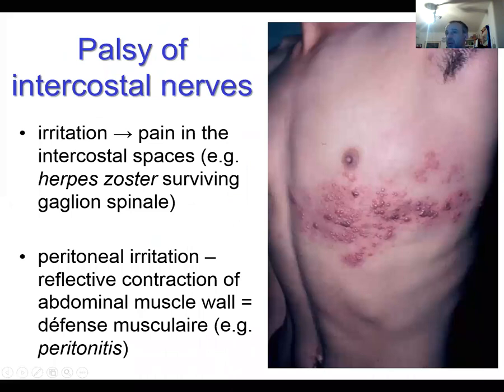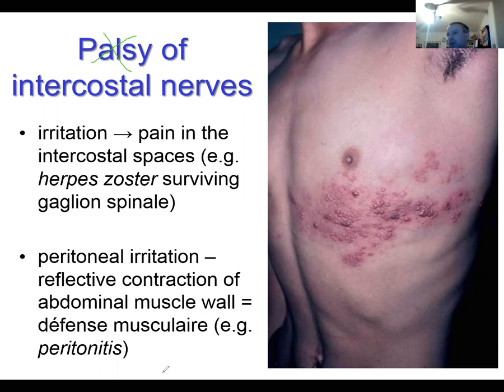And is there any palsy of the intercostal nerves? Of course, they can be harmed by injuries, but what is more important is the irritation of the nerves. So not the palsy, as it is written here, but better irritation. So the irritation can be caused by Herpes Zoster. Herpes Zoster is a virus which can survive in spinal ganglia, and when a patient is mentally or physically a bit affected, then it can be reactivated, and it forms such blisters in the extent of the intercostal nerves. It takes some 6 weeks to heal.